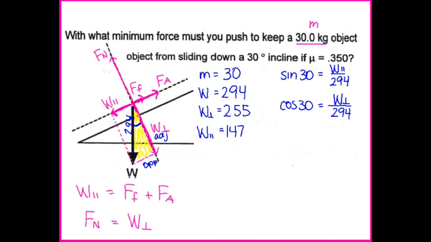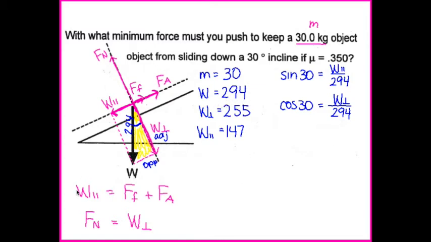I hope you didn't use 30 as your hypotenuse. Mass will never be a line on a force diagram. The hypotenuse will never be mass. Mass is not a vector. It's not going to be on this diagram. So your hypotenuse was weight, the 294.